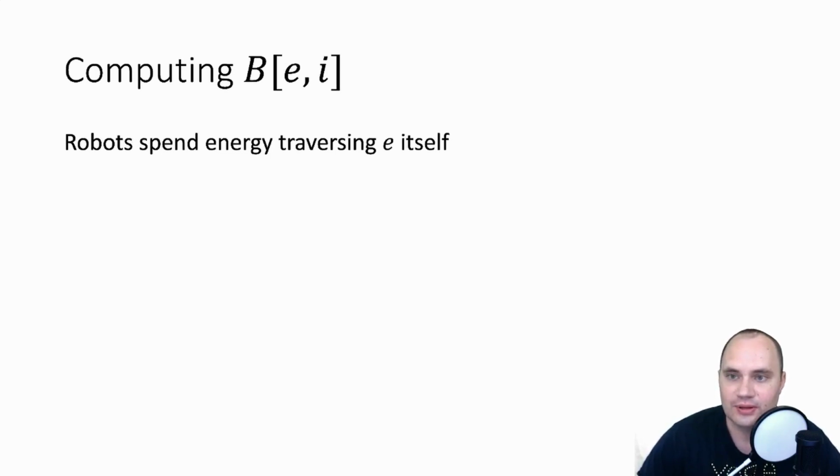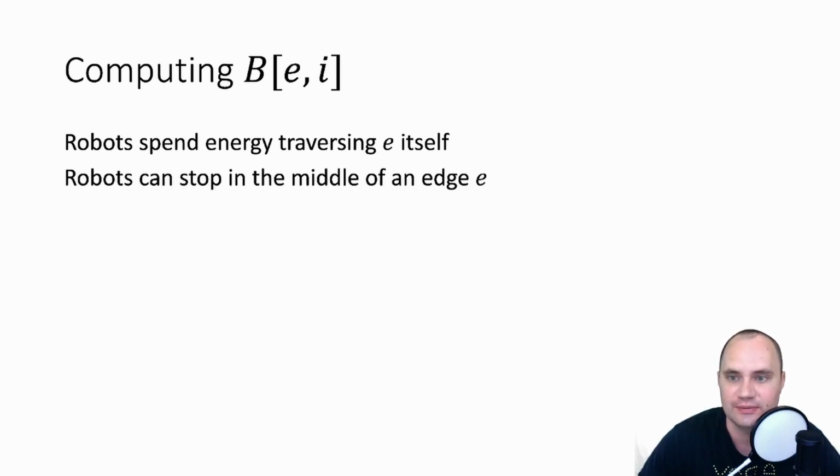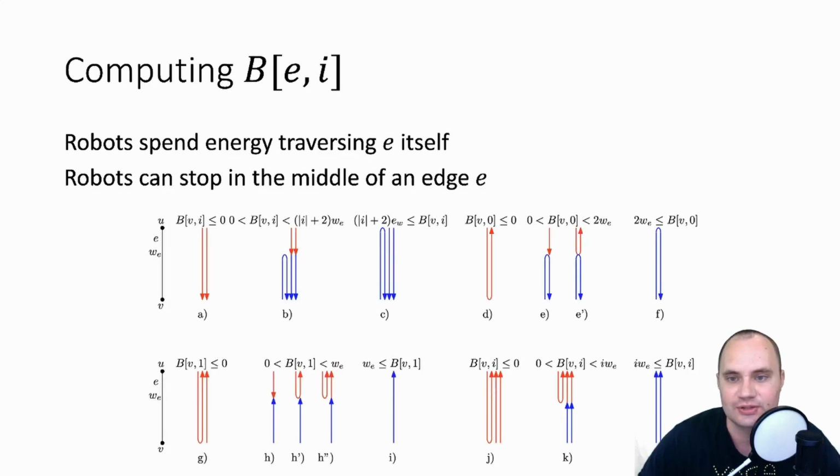To compute B_E(I), as I mentioned, the robots spend energy traversing the edge itself. They can stop in the middle of an edge, and this makes it a bit more involved. So there are many different cases that we need to consider, but it is possible to do. And you can see the details in the paper.